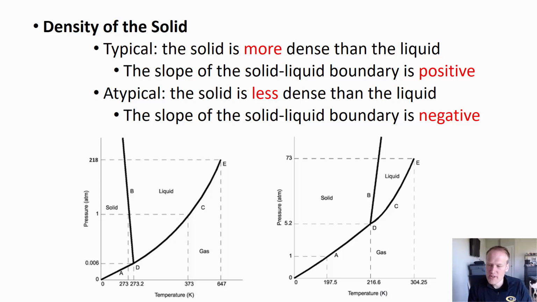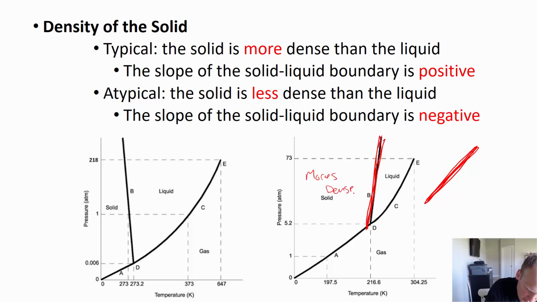These can also help us tell the density of a solid. Typically, the solid is more dense than the liquid, and what will happen is this will have a positive slope. So if you look here, this right here is typical. This line between solid and liquid is a positive slope, meaning it's going this way. Okay, if you remember your geometry or math, this is more dense than the liquid. That is typical.